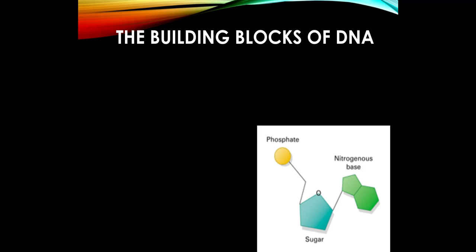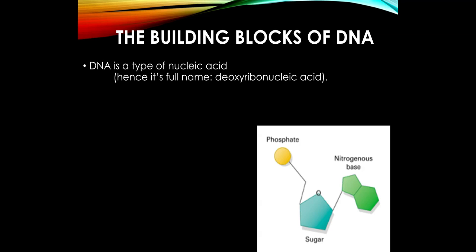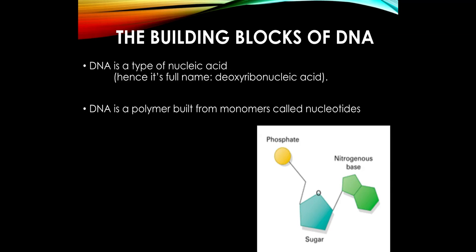And we are going to talk about the building blocks of DNA. As you can see, DNA is a type of nucleic acid. Hence, its full name is deoxyribonucleic acid. DNA is a polymer built from monomers called nucleotides. This is a good reminder from our biochemistry unit. Remember, monomers, the prefix mono means one. So we have one nucleotide, and the polymer means many. So DNA is going to be many nucleotides paired together.